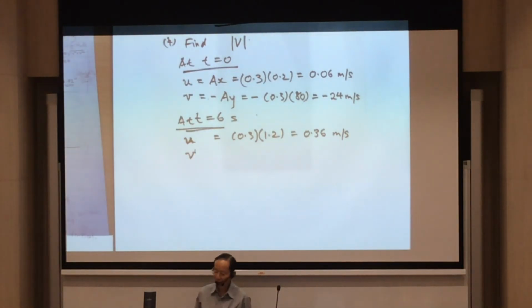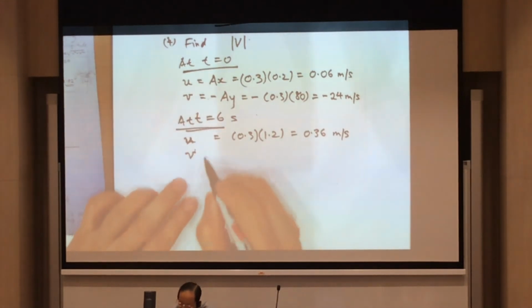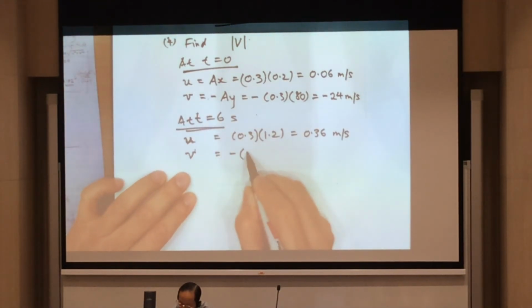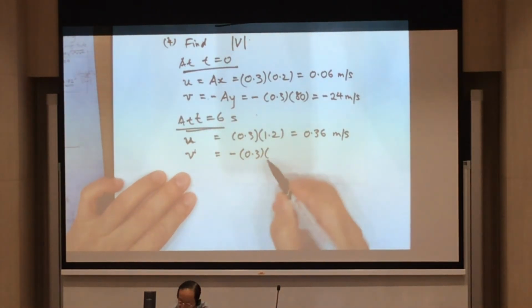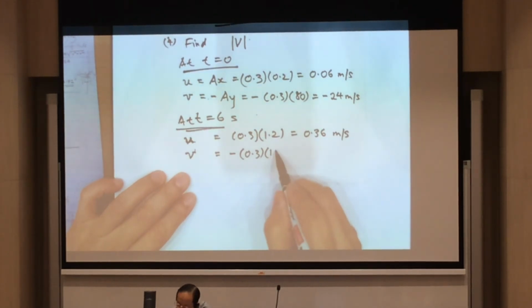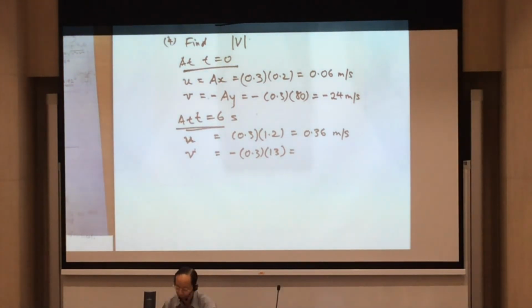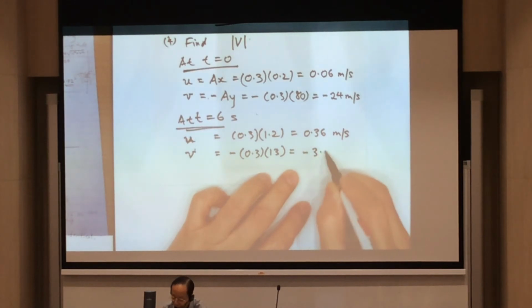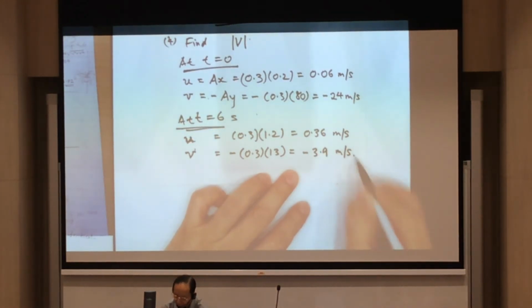And v, okay? V is minus ay, so it's minus 0.3, and y is now the d. Okay? So this will work out to be minus 3.9 meters per second.